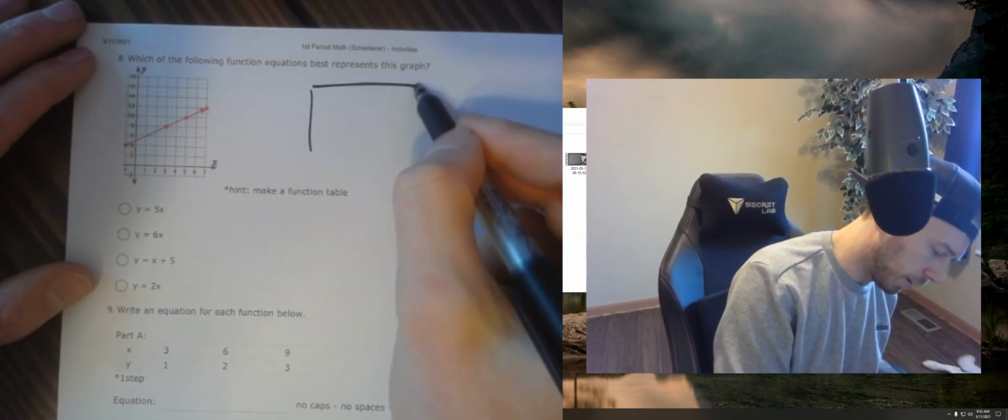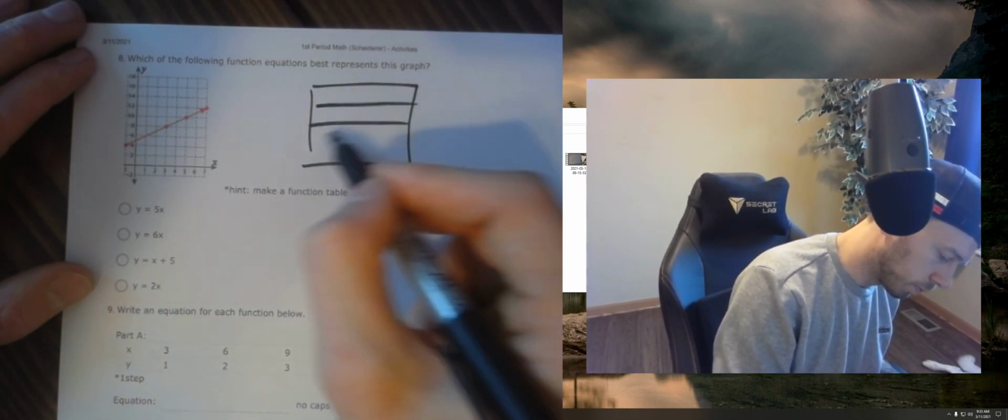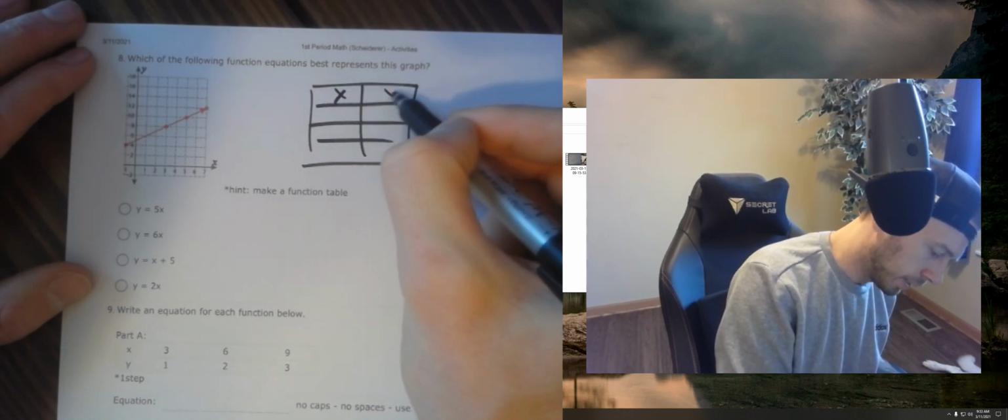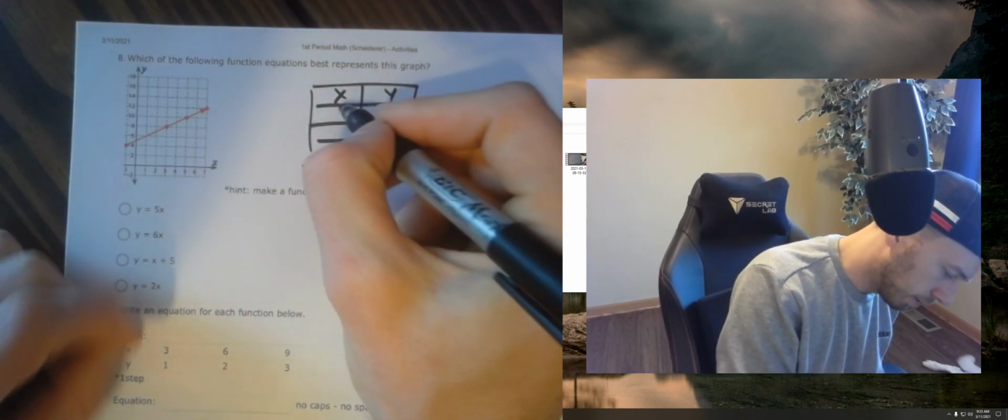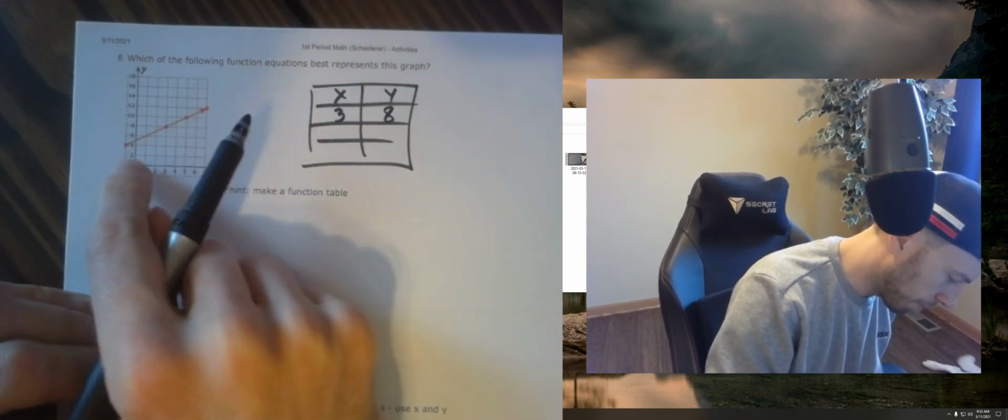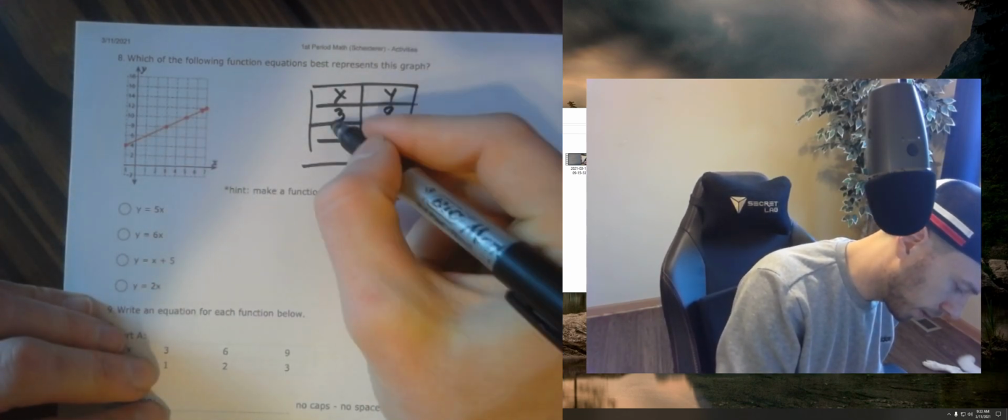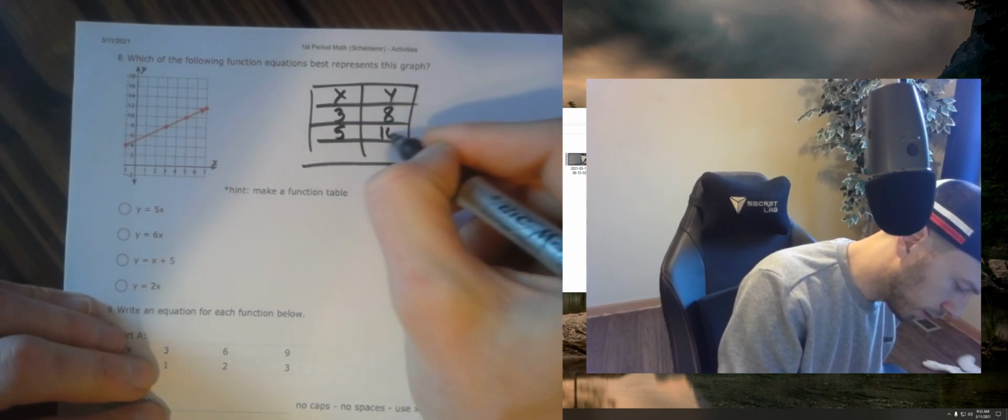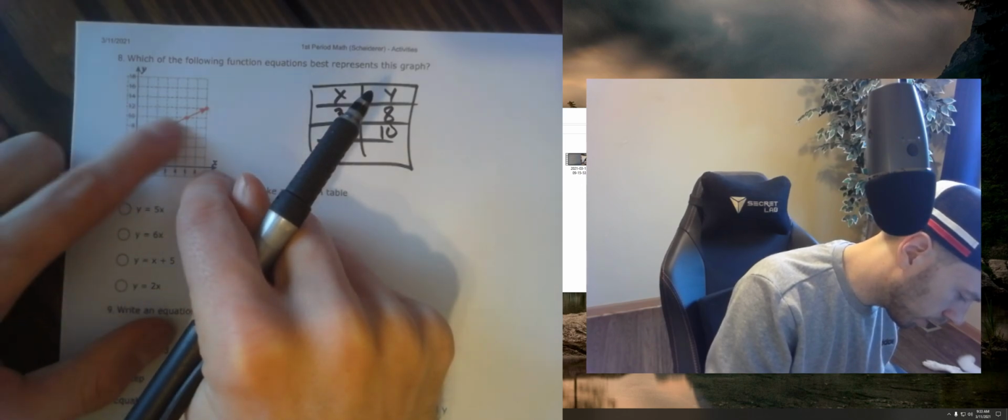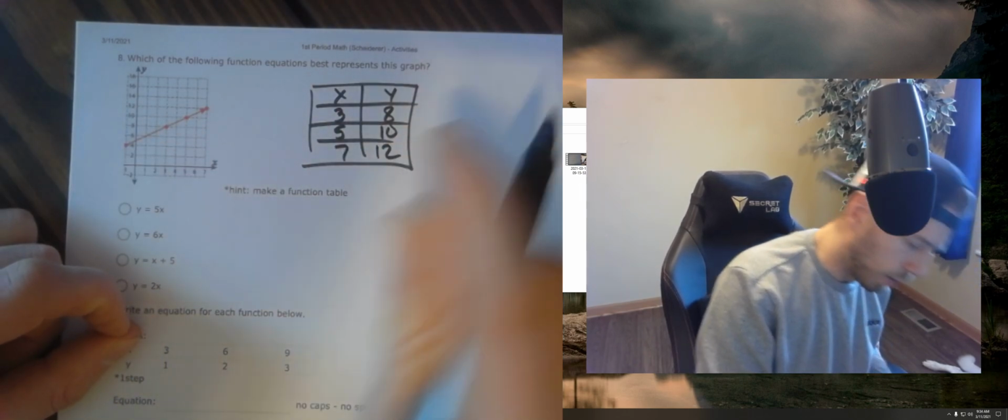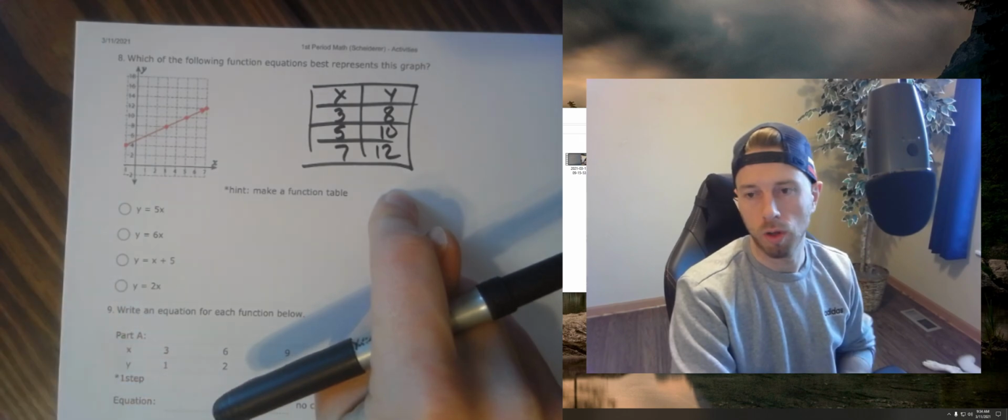I'm going to make a quick table of my x's and my y's. My first point here is at 3, 8. So x is 3, y is 8. My next one is at 5, 10. X is 5, y is 10. My next one is at 7, 12. So I need to look at the relationship between all of these and see what's going on.